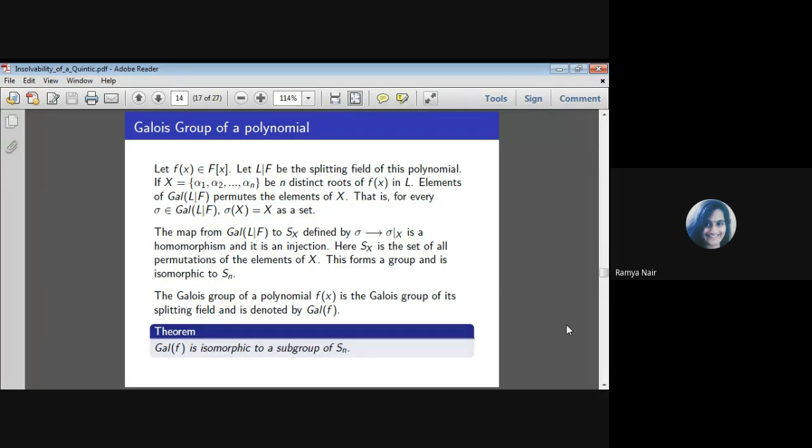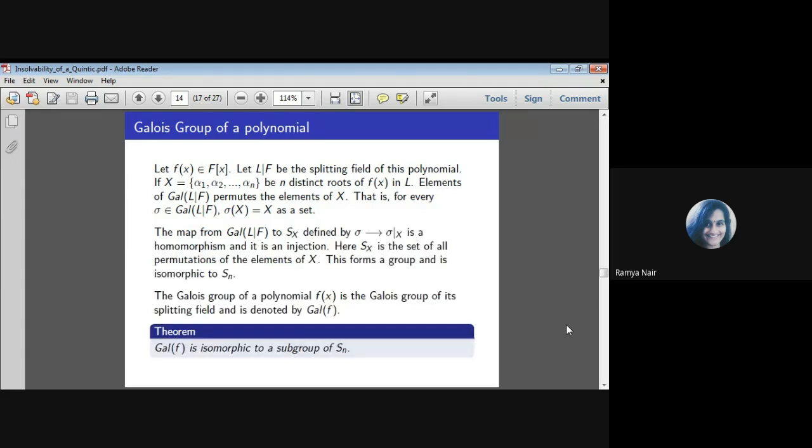Now we have a map from the Galois group to the permutation group of that set. That set has n elements, so you can look at alpha 1 as 1, alpha 2 as 2 and alpha n as n. That is just a set with n elements, so the permutation group of that set would be Sn. What we are trying to do is give a map from the Galois group of L over F into the set of permutations of the roots.